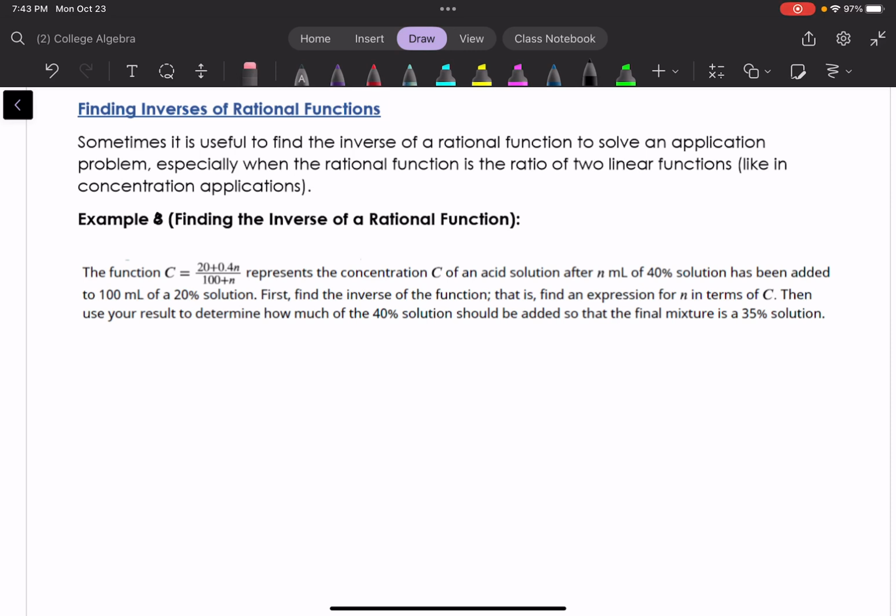Sometimes this is really useful in a real-world application, especially when this rational function is like a concentration application where we have a ratio of 2 linear functions. And so notice that what we are given is c in terms of n. And I'll give you a second to read this particular scenario. Make sure you read all the words and try to internalize what is actually going on so that we can make sense of this scenario.